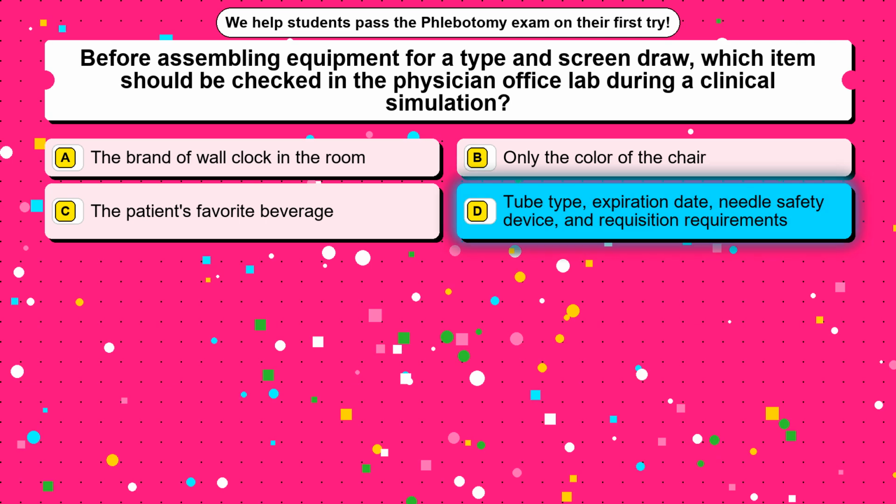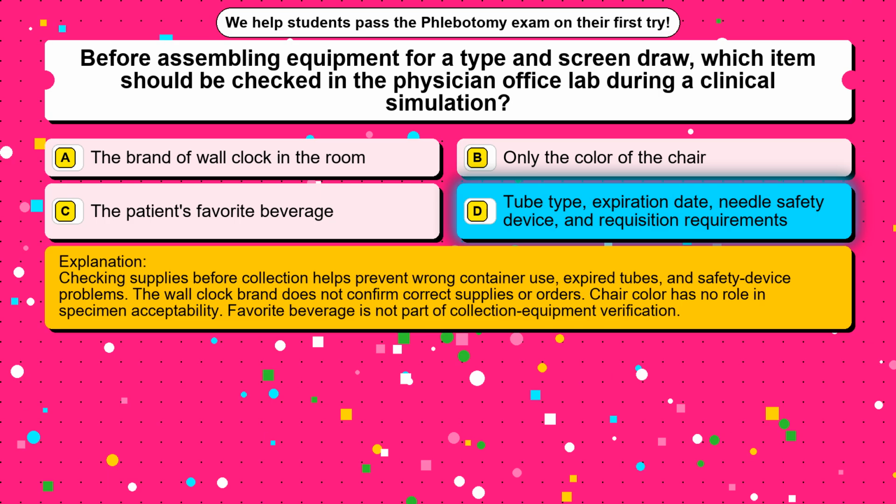The correct answer is option D. Tube type, expiration date, needle safety device, and requisition requirements. Checking supplies before collection helps prevent wrong container use, expired tubes, and safety device problems. The wall clock brand does not confirm correct supplies or orders. Chair color has no role in specimen acceptability. Favorite beverage is not part of collection equipment verification.